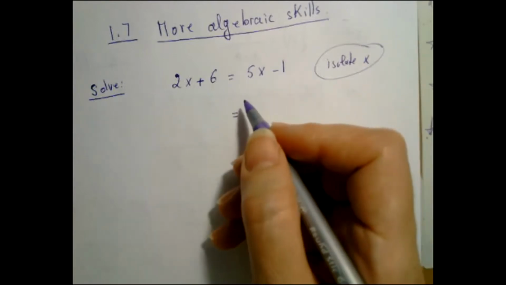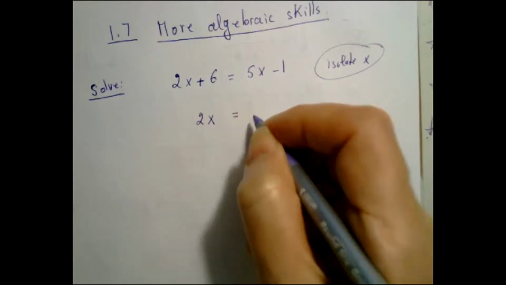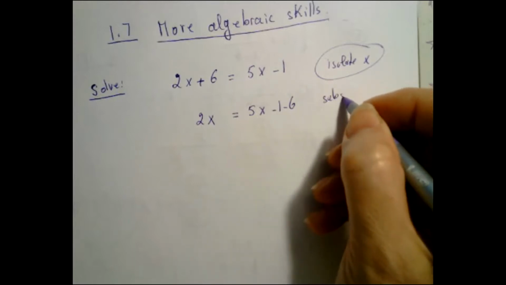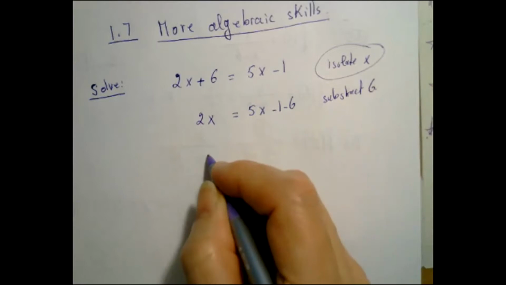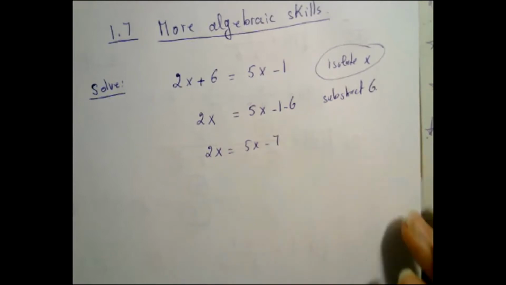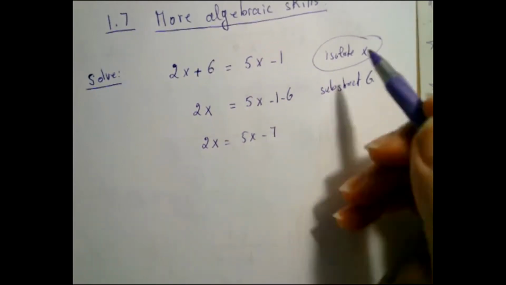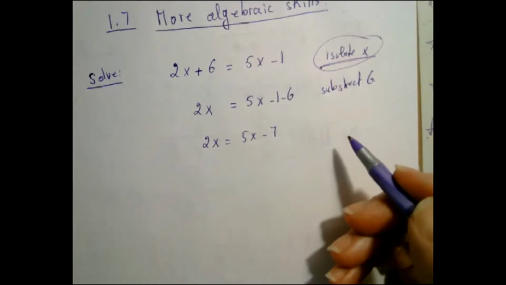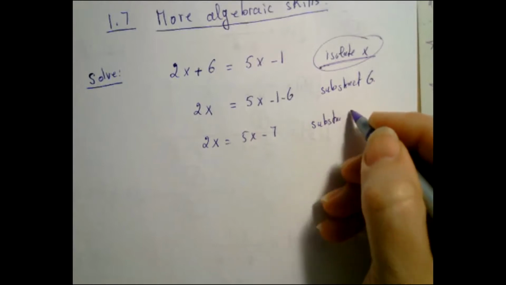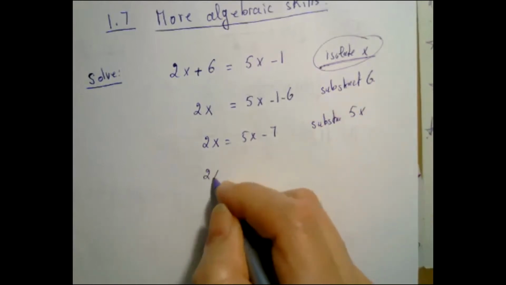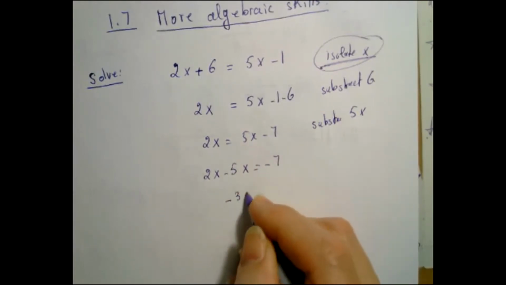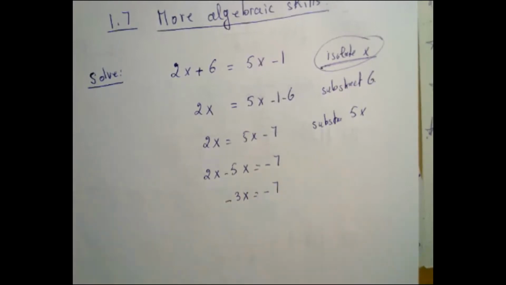Subtract 6. So I will have 2x equals 5x minus 1 minus 6. It means 2x equals 5x minus 7. And then, remember, I need to isolate my x, so all the x's should be together. Then what do you want me to do? Subtract 5x. So I will get 2x minus 5x equals minus 7, minus 3x equals minus 7.